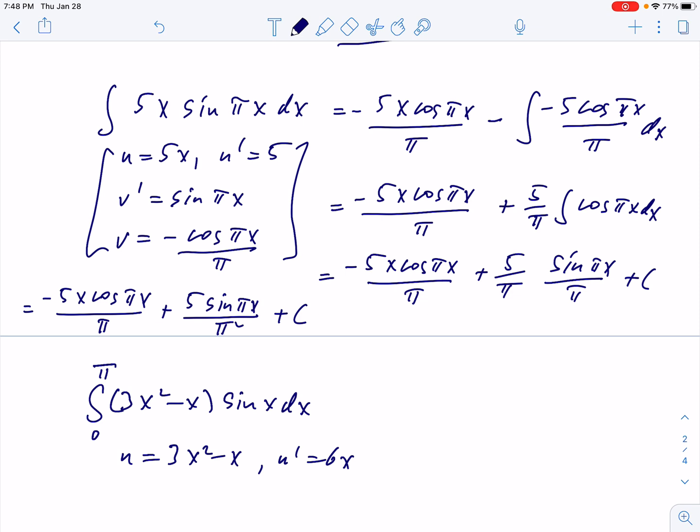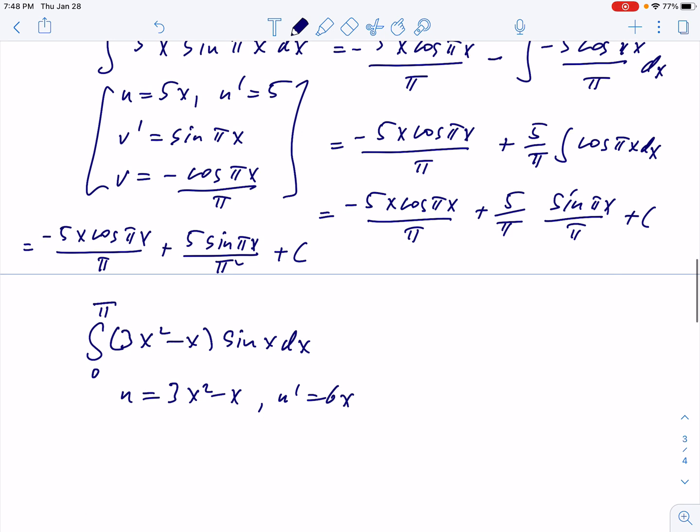And the sine doesn't get simpler when you differentiate. It turns into cosine and then back to sine. This function is not getting simpler after differentiation. So this will be my u. V prime is sine x, so v itself will be negative cosine x. And I'm ready to start with my formula.